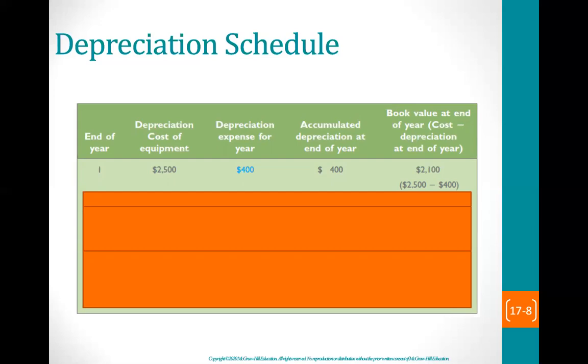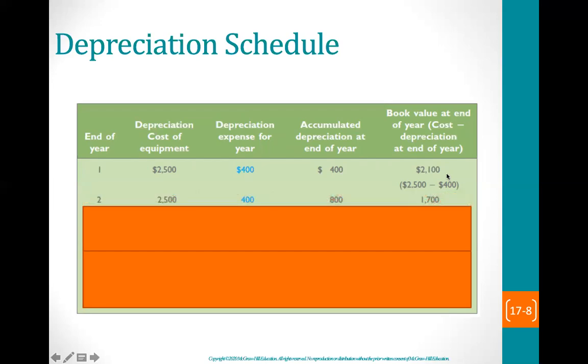So in year one, we see that the cost of the equipment was $2,500. We calculate depreciation expense to be $400. Therefore, accumulated depreciation at the end of year one is $400. Remember, I said in year one, your depreciation expense is your accumulated depreciation. Your book value is then your cost of $2,500 minus your accumulated depreciation equals $2,100.